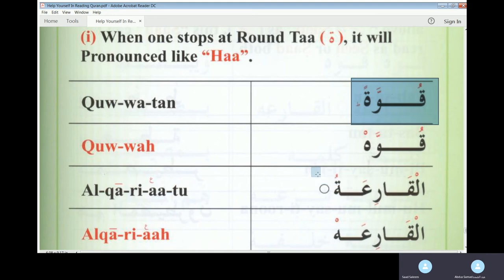Kuwatan. Kuwah. Don't pronounce ta. It changes into ha because you stop here. So it has the tanween on it, but it's pronounced as a ha. Yes, ha. And also, there's another rule. When we stop at the end of a sentence, the last vowel is ignored. Okay?